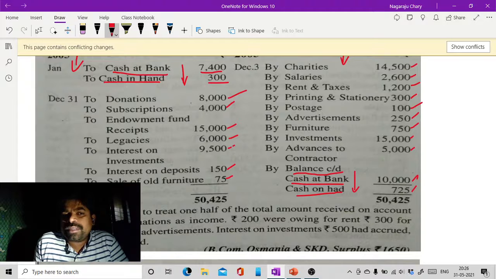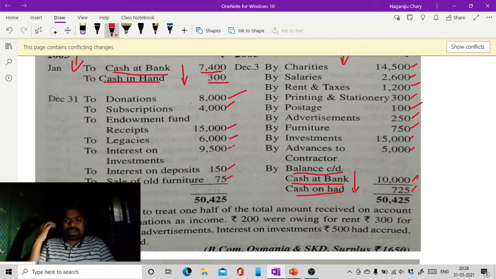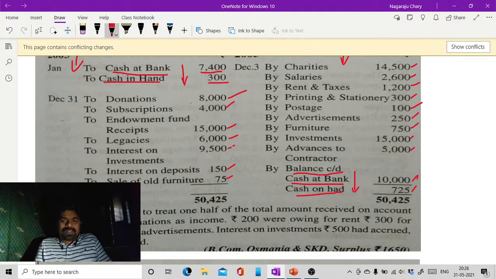Opening balance, cash at bank is there. Closing balance is cash, it is there. Balance is there. Okay, that is the thing. So the receipts and payments account started with cash balance and bank balance, and the same closed with cash balance and bank balance.